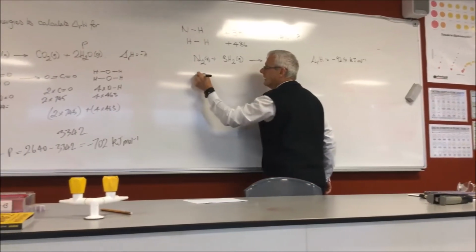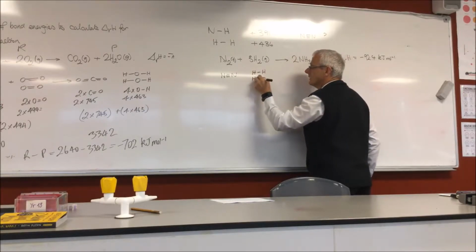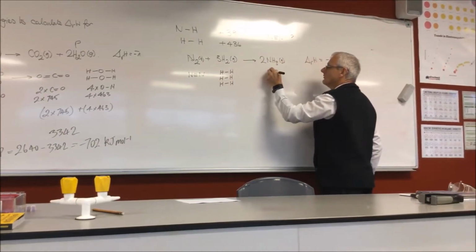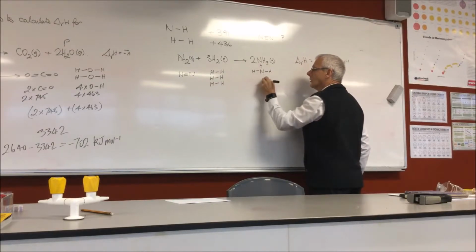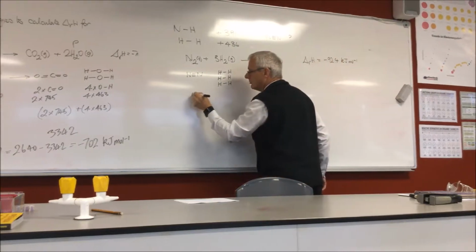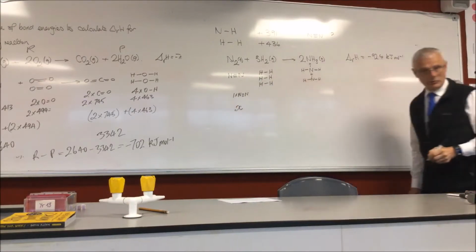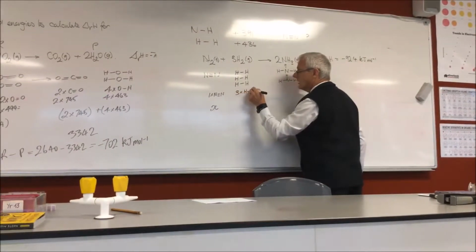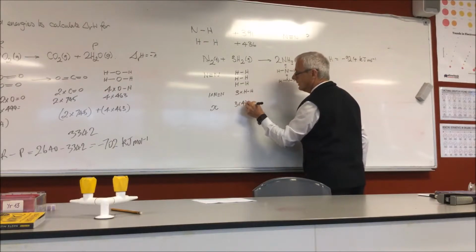We've got N triple bond N, and then you've got 3 of these. Again, I've kept it simple. Don't expect yours to be simple. And then you've got N, so you've got 1 times N triple bond N. So we'll just say X for that, because we don't know what that is. Then you've got 3 times HH, which is 3 times 436.